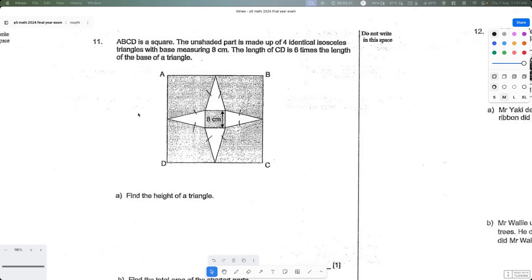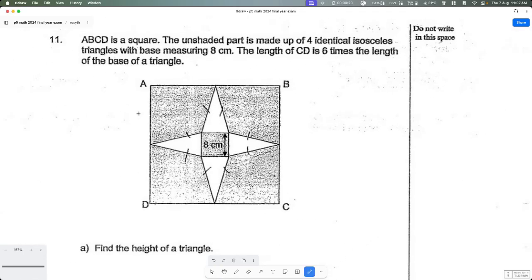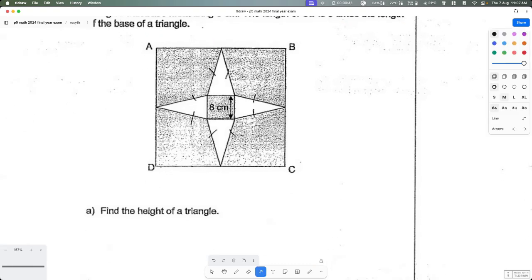All right, question 11. ABCD over here is a square. The unshaded part is made up of four identical isosceles triangles marked over here with the base measuring 8 centimeters. The length of CD is 6 times the length of the base of a triangle. So in this case, we're going to put this as 6 units, and the base of the triangle is 1 unit, like this.